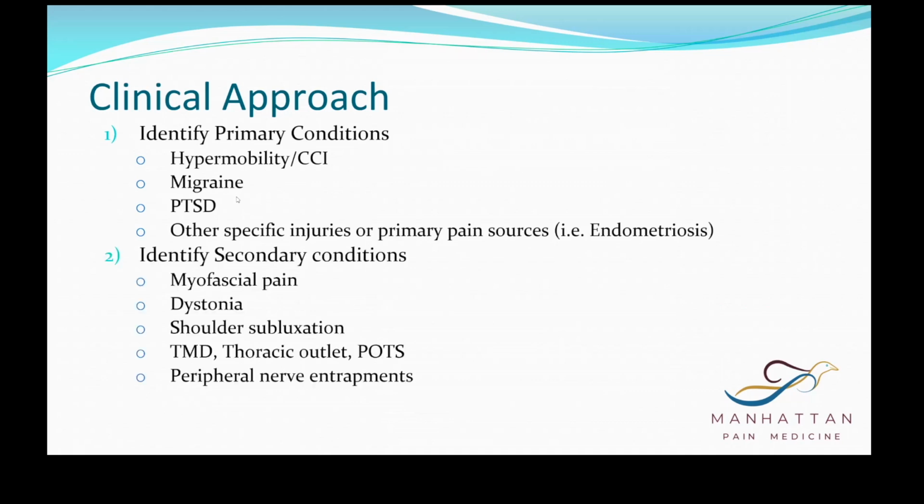Then we want to look for secondary conditions. This is important because it's often the secondary condition that brings the patient in. They may come in with myofascial pain or dystonia, which is involuntary muscle contractions. We see a lot of pelvic dystonia from pelvic floor dysfunction. They may come in with a shoulder subluxation or TMJ dysfunction or a peripheral nerve entrapment.